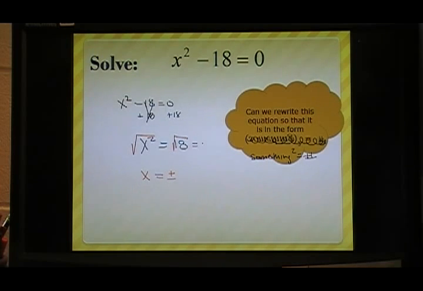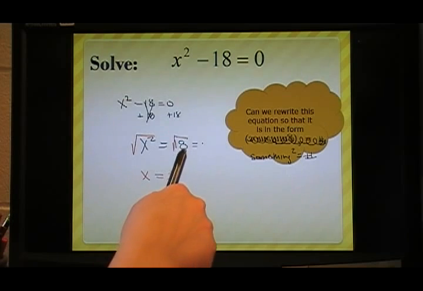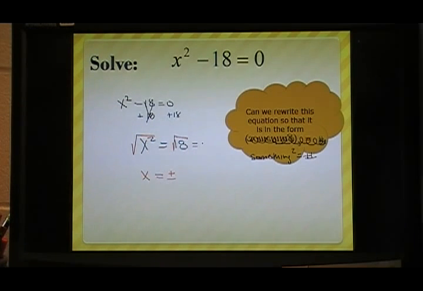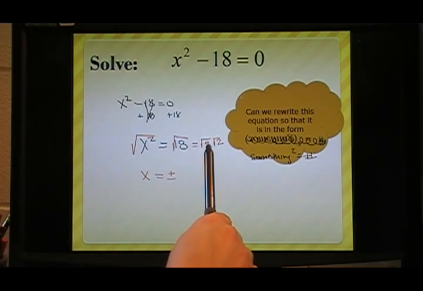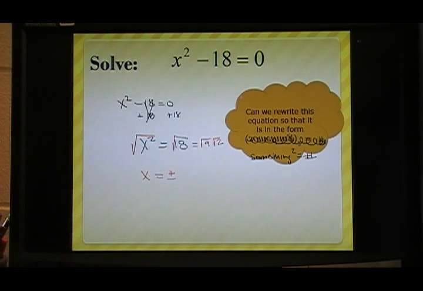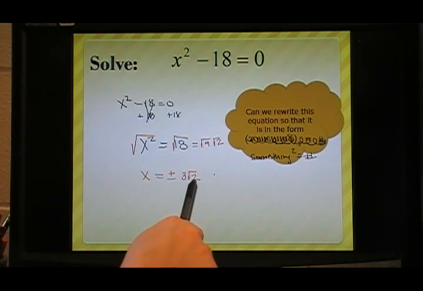And square root of 18, 18 is not a perfect square, but it is divisible by a perfect square. So we can break this apart. 18 is divisible by the perfect square 9, and the square root of 9 is 3. So my solutions are both positive and negative 3 root 2.